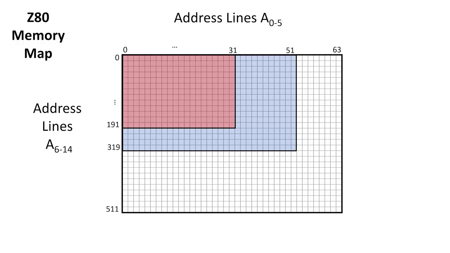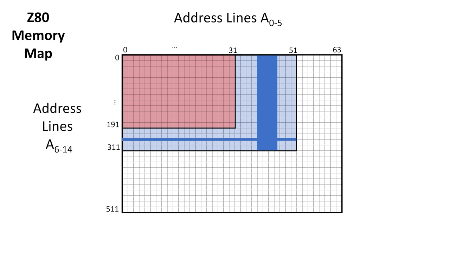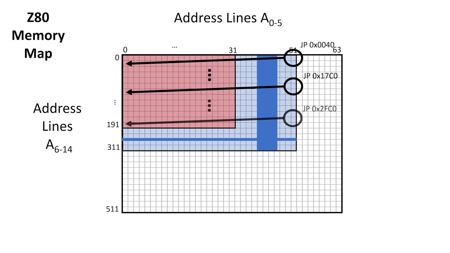Conceptually, we can think of the Z80 memory space as being a 2D array, and we break that 2D array into three areas: unused, inactive, and active. Each row in the memory is a scan line, so this gives us a total active area of 32 by 192 pixels. We add in some sync regions, and then at the end of each scan line, we jump to the next scan line. We keep going until we hit the bottom right, and then we jump all the way back to the top left.